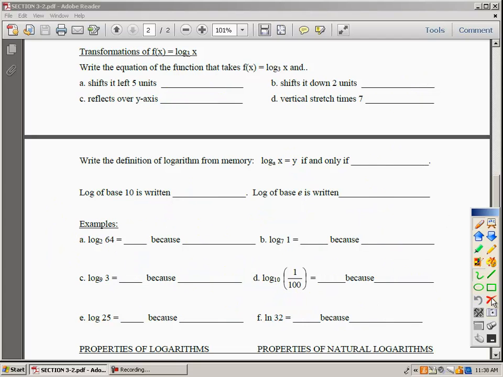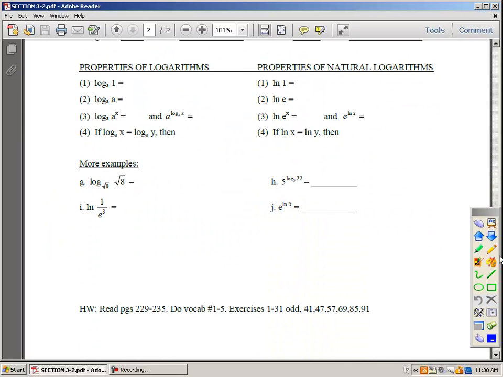Okay, we have one more chunk of information. There's a few log properties, and then we'll be all set. I'm actually going to get rid of this. Again, please look at your schedule.